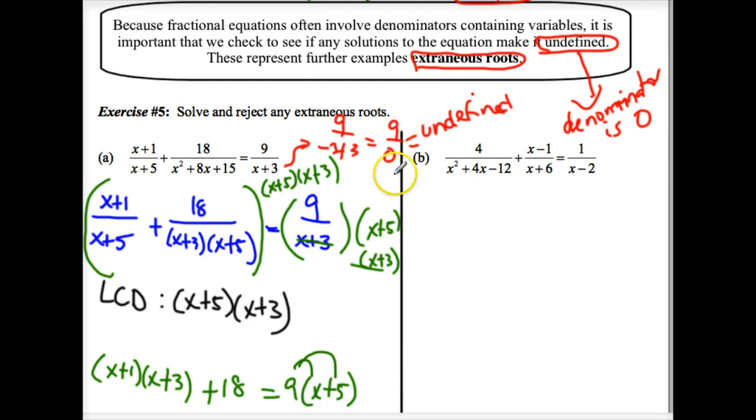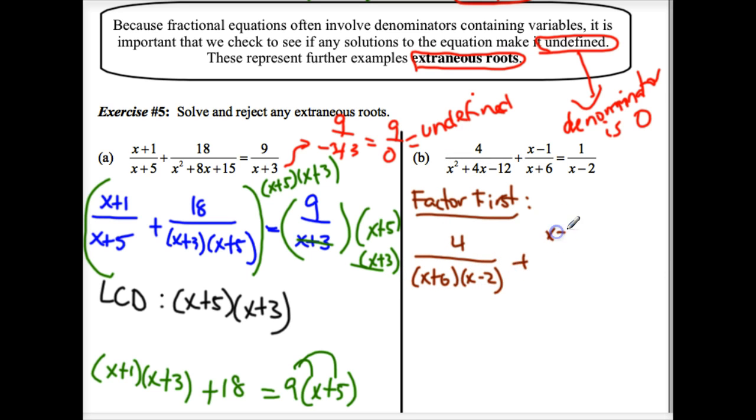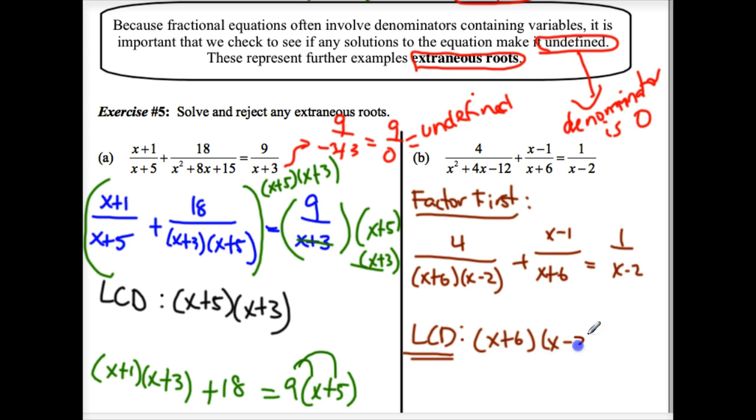Okay, so let's get this down. Last example, same thing we're going to do is factor first. So if you want me to write this, factor first. First thing first. 4 over, this is a simple quadratic, which is x plus 6 and x minus 2, plus x minus 1 over x plus 6 is equal to 1 over x minus 2. So what now? LCD is x plus 6 and x minus 2.